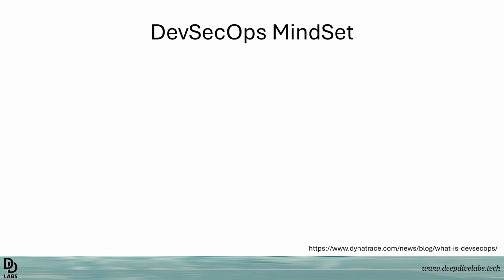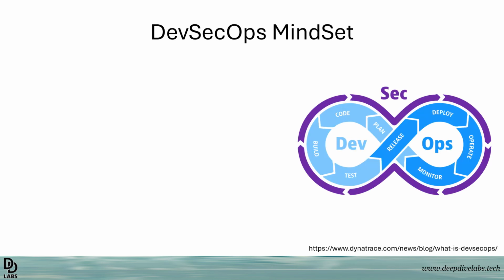So very close to the agile methodology is something called a DevSecOps mindset. This terminology has also evolved over time. Previously it used to be DevOps, now it's DevSecOps. So let's understand what DevSecOps is.